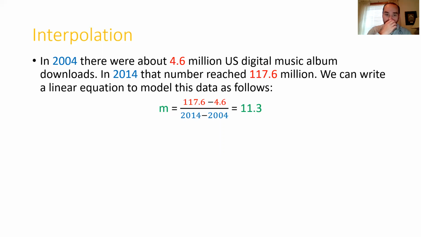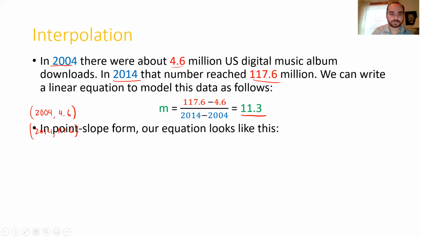So first things first, we want to calculate our m. What we did here is we wrote these out as points. We said that these are the x values in blue and the y values are in red. So we've got (2004, 4.6) and we've got (2014, 117.6). These were the 2 points we used to calculate the slope of the line between the two, and we get 11.3 when we calculate that slope.